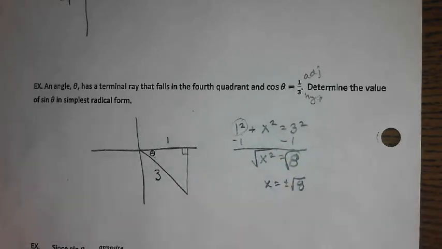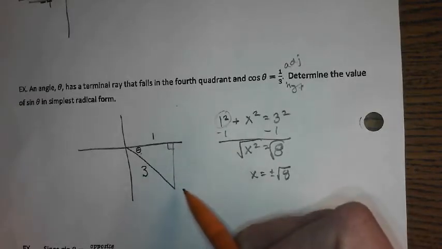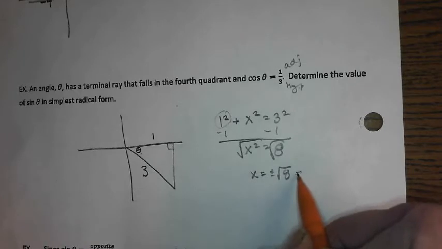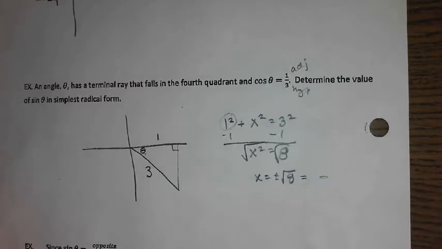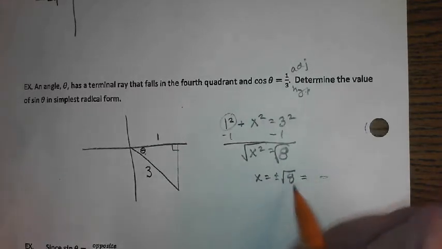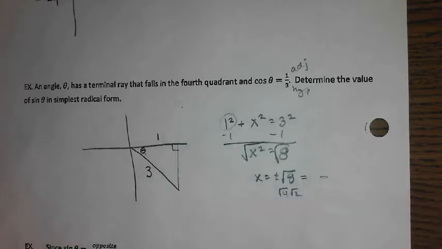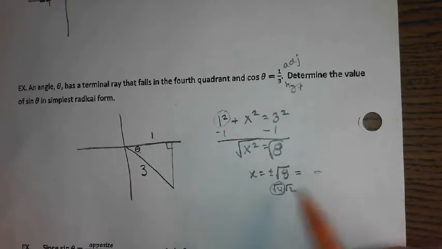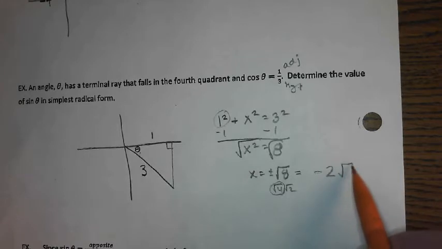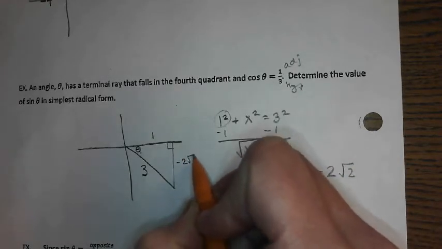Which is it? Plus or minus? Minus, because I'm going down, right? What are you going to tell me, Nate? And you want to simplify root 8 like we picked up on our homework last night? Root 8 is root 4 root 2, right? The square root of 4 I like because that's just the whole number 2. So negative 2 root 2.